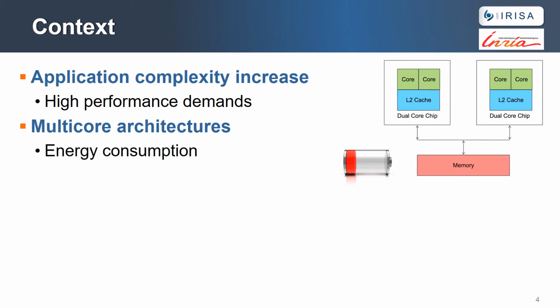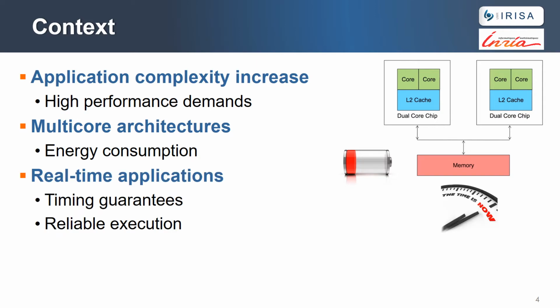The continuously increasing application complexity requires high performance from the system. To meet these demands, multiple architectures are typically used. Energy consumption has also become an important concern, especially for systems with limited energy budget and due to green computing. In order to get the correct results, real-time applications require both timing guarantees and reliable execution. That is, tasks must be finished correctly and before their deadlines.